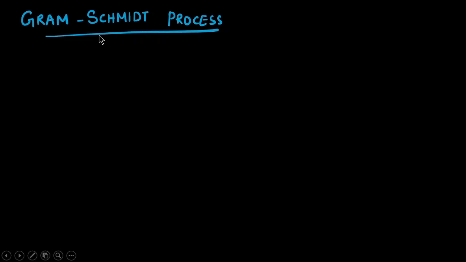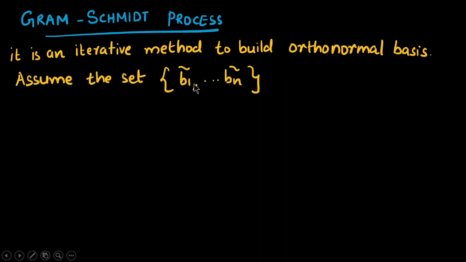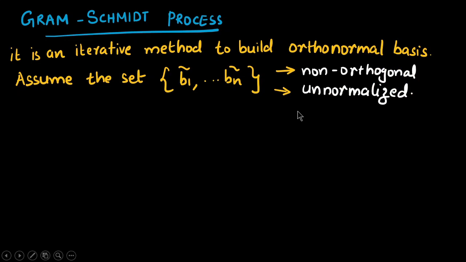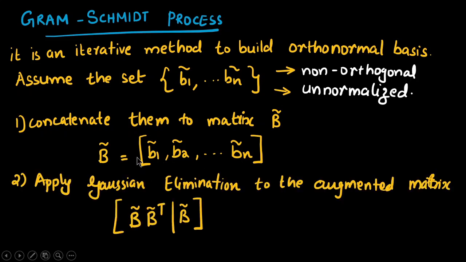Okay. Then we can use the Gram-Schmidt process for finding the orthonormal basis out of a set of basis vectors. It is an iterative method to build an orthonormal basis. So we assume that this is a set of non-orthogonal and unnormalized bases. Then concatenate these vectors to form B cap. So all the basis vectors are concatenated into a single matrix.